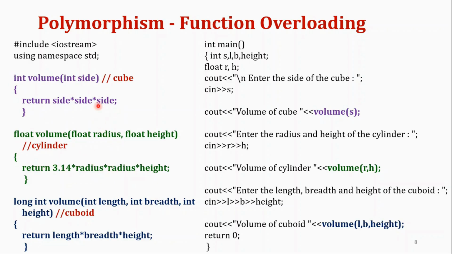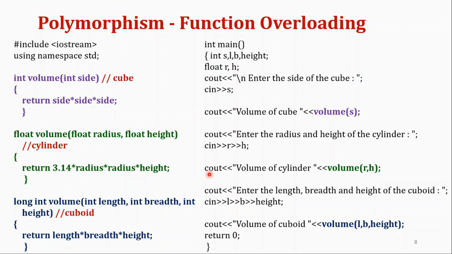And the definition is also different. The second function is over. Coming to the third function, the return type is long integer, and the function name is the same, volume. It has three parameters: int length, int breadth, and int height. So three integer parameters. The definition calculates length into breadth into height, L into B into H, the volume of the cuboid.